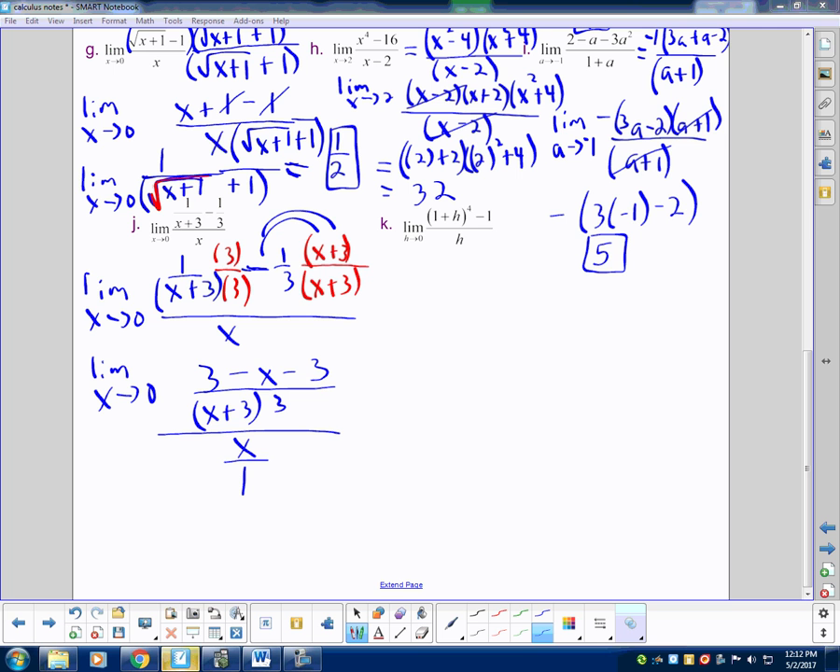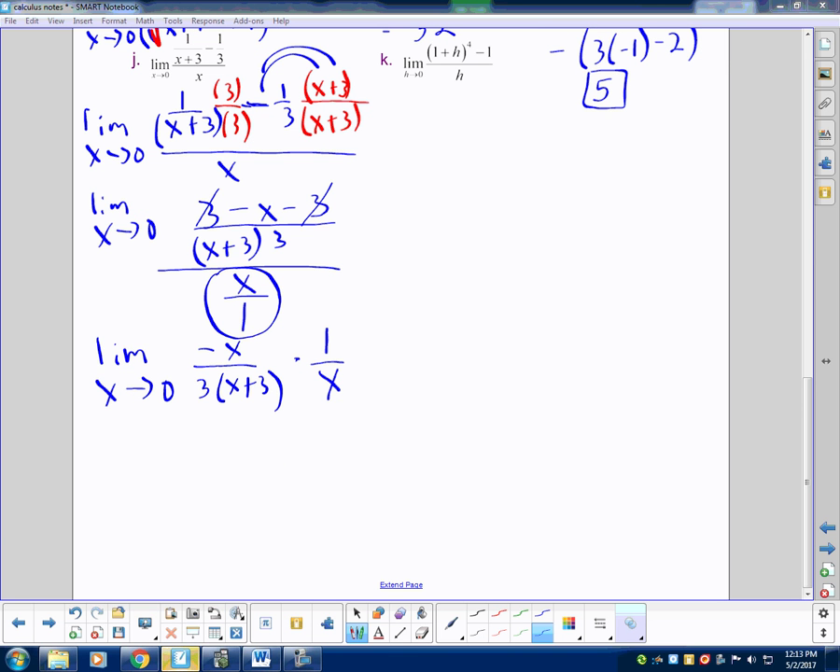Now, these cancel out here and here. So I'm left with the expression limit as x approaches 0 of negative x over 3 times x plus 3. And I'm going to multiply that by the reciprocal of the bottom. Here's the bottom. So the reciprocal of what I just circled would be 1 over x.